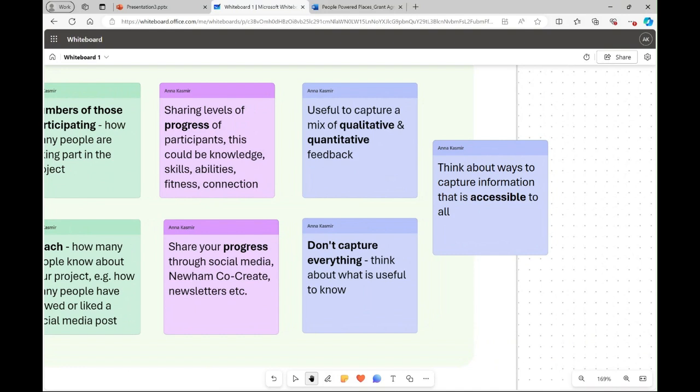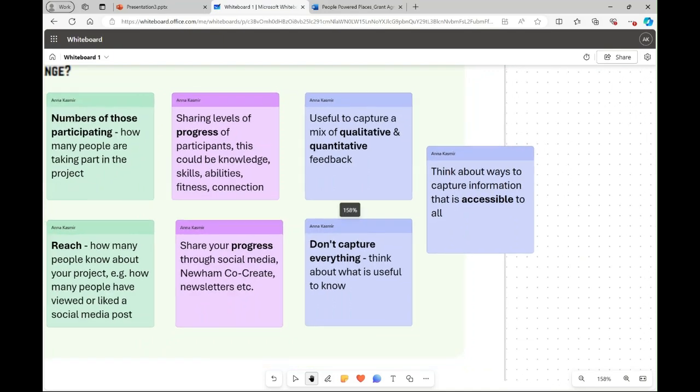So it's not useful to ask people who aren't digitally literate and find phones or computers difficult to fill in an online survey. It's not really useful to ask children to fill in complicated surveys, but you could ask them to do some dot voting, where you put a question, like how much did you enjoy today, agree or disagree, and put a sticker under which one they most agree with. So think about your audience and the most useful way to capture this information.